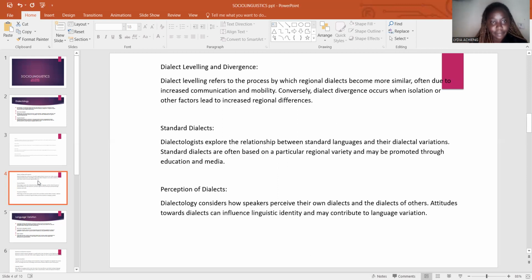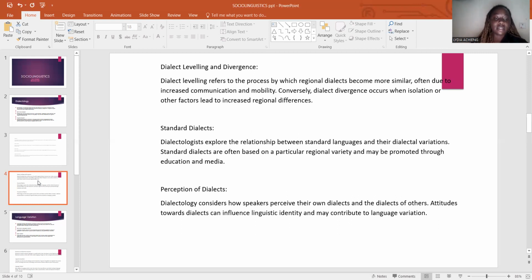Standard dialects. Dialectologists explore the relationship between standard languages and their dialectal variations. Standard dialects are often based on a particular regional variety and may be promoted through education and media.